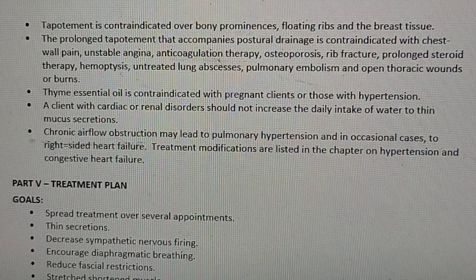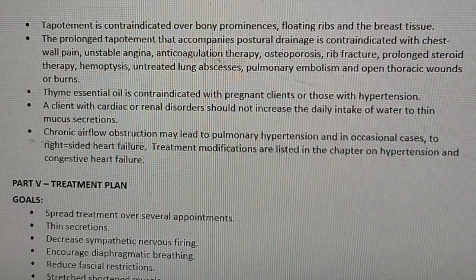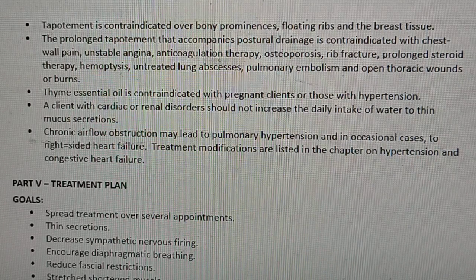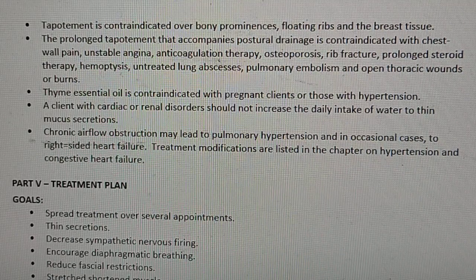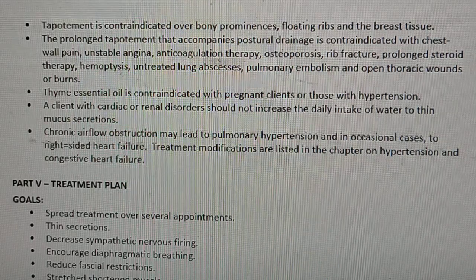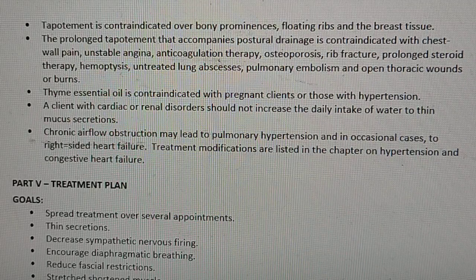that accompanies postural drainage is contraindicated with chest wall pain, unstable angina, anticoagulation therapy, osteoporosis, rib fracture, prolonged steroid therapy, hemoptysis, untreated lung abscesses, pulmonary embolism, and open thoracic wounds or burns. Thyme essential oil is contraindicated with pregnant clients or those with hypertension. A client with cardiac or renal disorder should not increase the daily intake of water to thin mucus secretion. Chronic airflow obstruction may lead to pulmonary hypertension and, in occasional cases, right-sided heart failure.